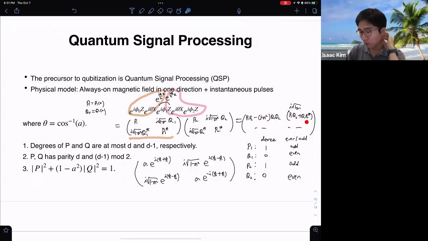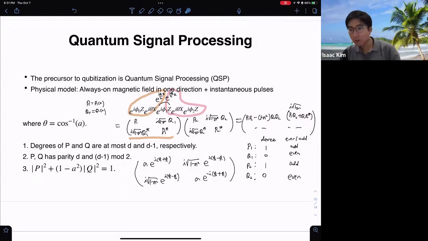And what about P1, Q2 plus Q1, P2 star? This is just a linear, well, Q's are constants, and P's are just linear functions. So this is, again, just linear. So the degree is 1. That checks out. And now let's talk about the even and oddness.